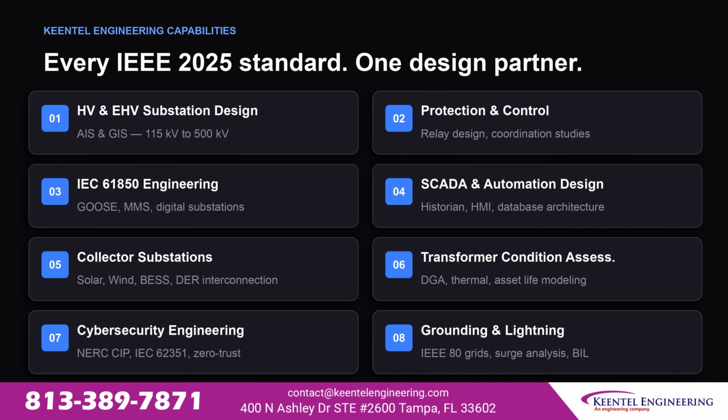Transformer condition assessment with DGA and asset life modeling. Cybersecurity engineering aligned with NERC CIP and zero trust principles. And grounding and lightning protection per IEEE 80. 30-plus years of power system expertise. One design partner for every standard on this list.